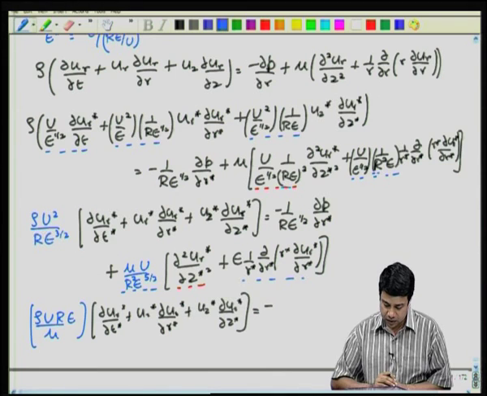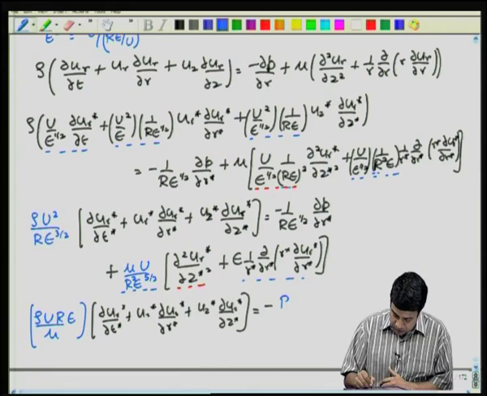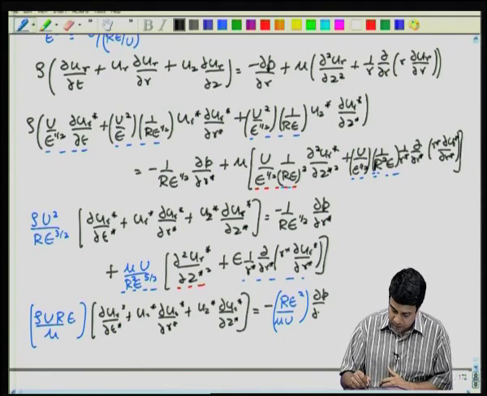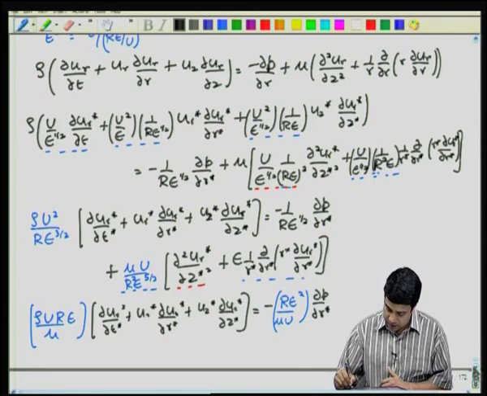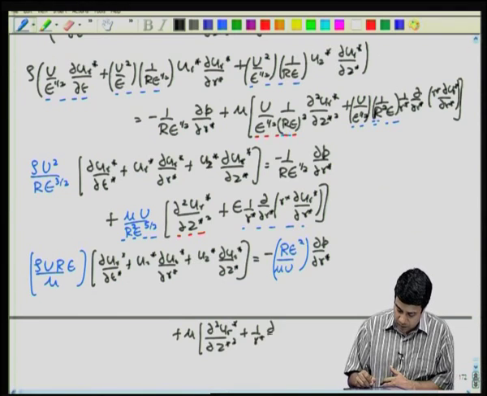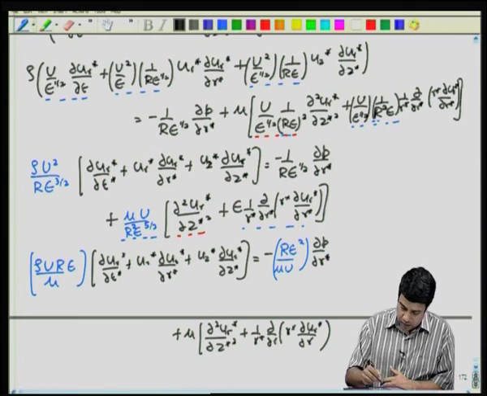So, this gives me minus r epsilon square by mu u into partial p by partial r, plus the terms on the right hand side, plus mu into partial square u r by partial z square plus 1 by r d by dr of r partial u r by partial r, with an epsilon sitting there, as you recall, this factor of epsilon sitting in front of this term.